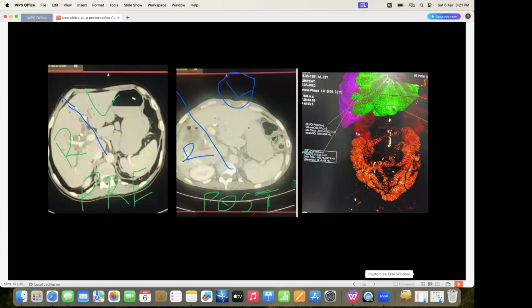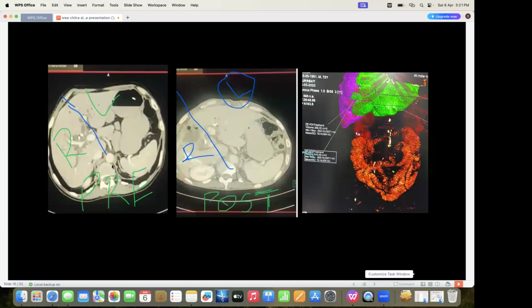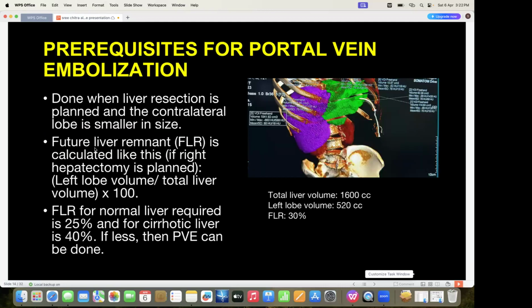patient. I do not have the embolization images right now, but this is the pre-image where we can see that this is the right lobe of the liver and this is the left lobe. So the left lobe is relatively smaller in size when compared to the right lobe. That's what we calculated here, 30%.